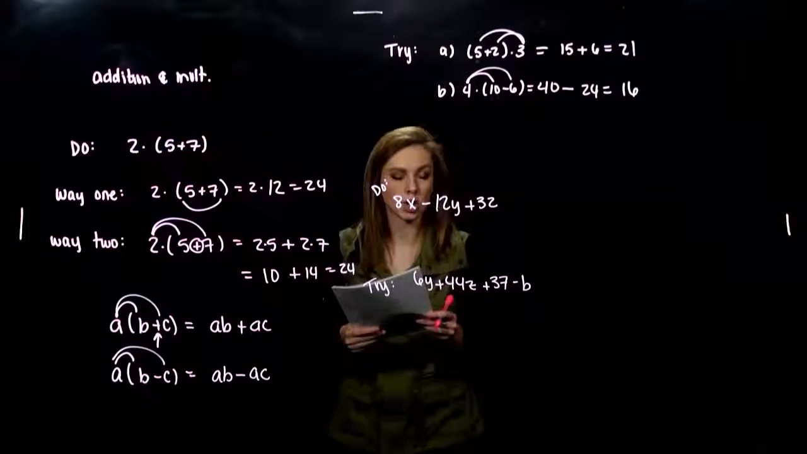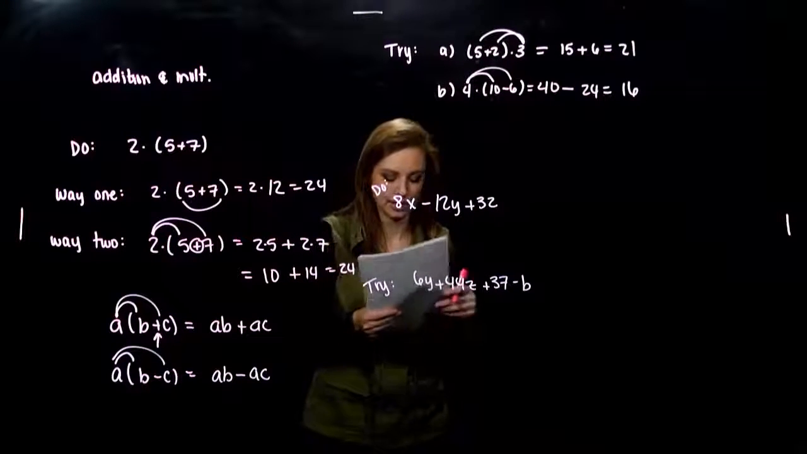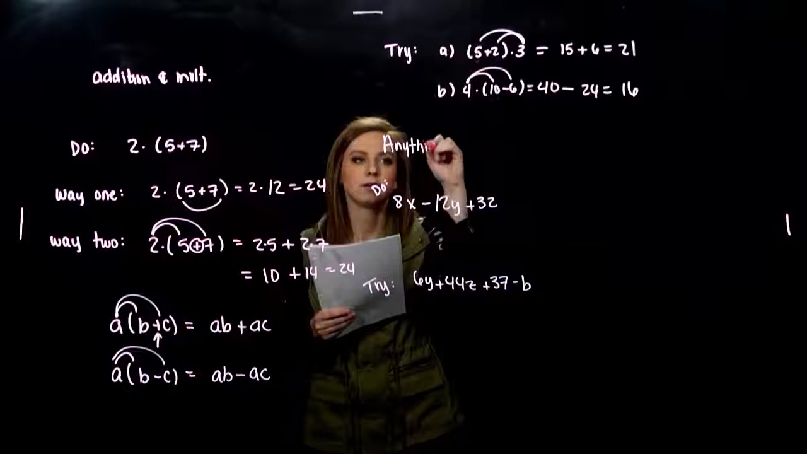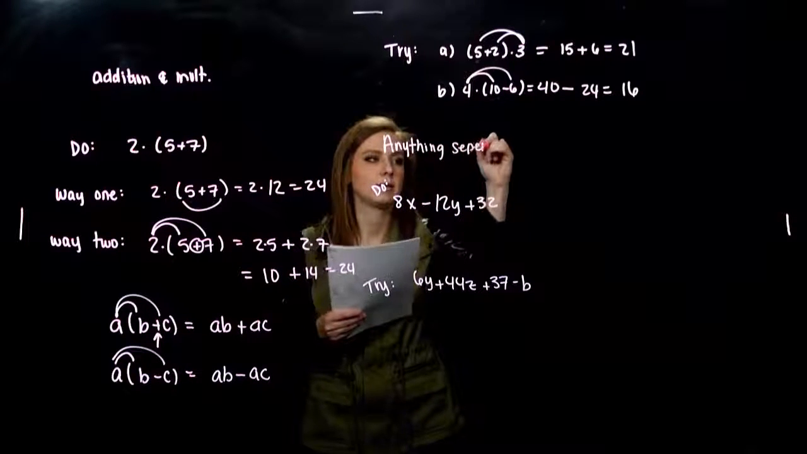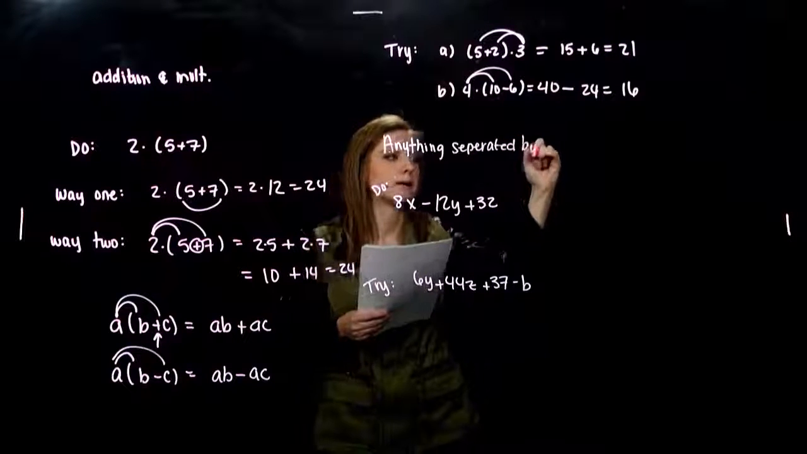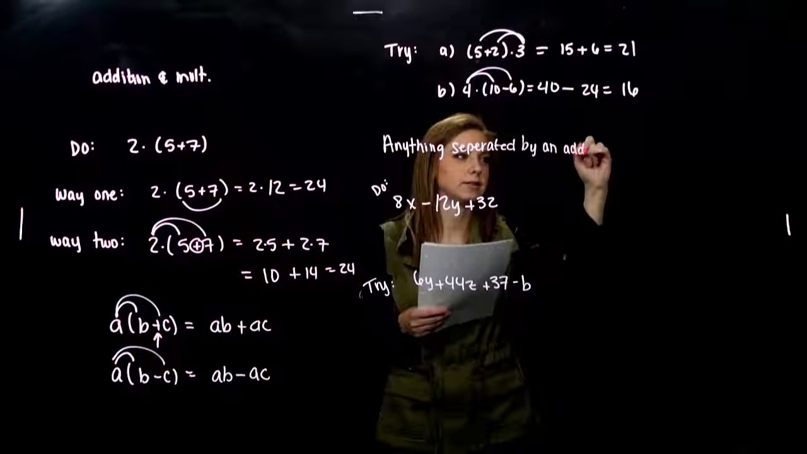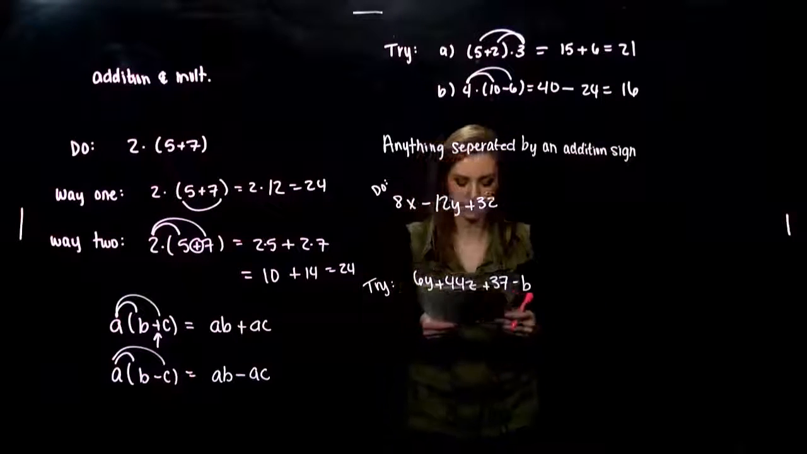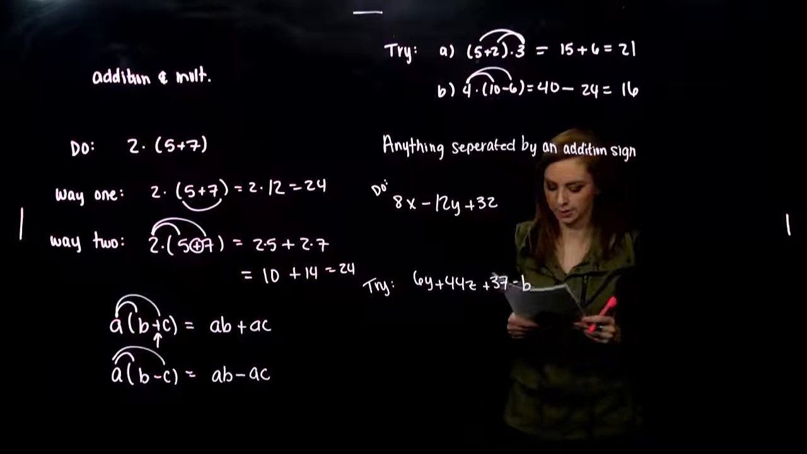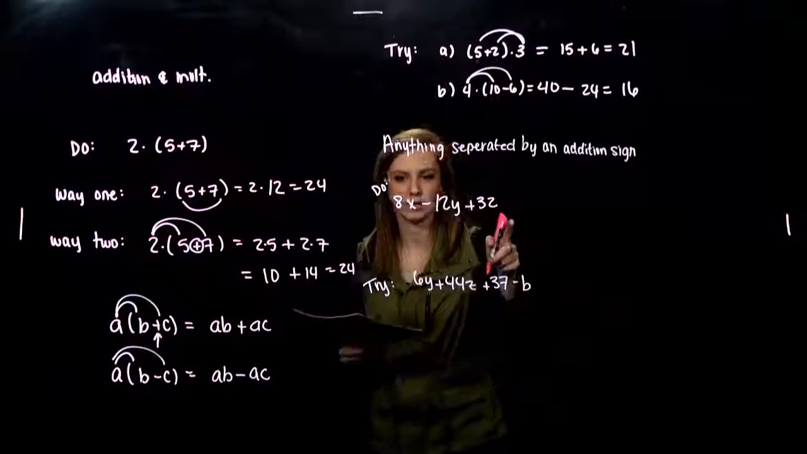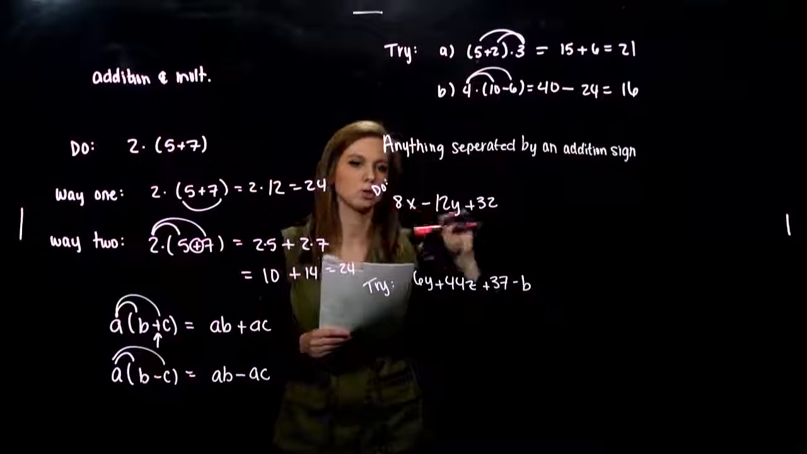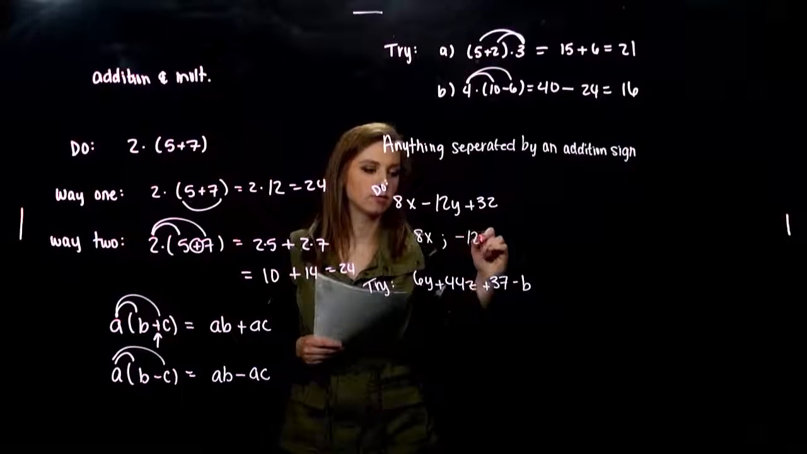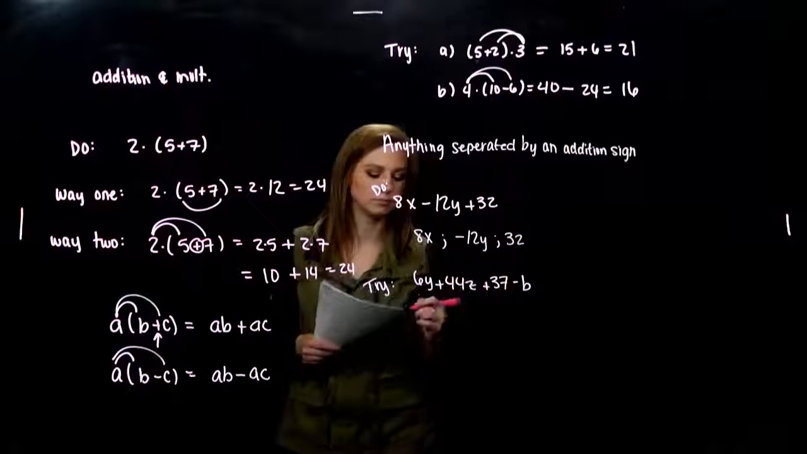So, what are the terms of an expression? It is anything separated by an addition sign. All right, so what are the terms of this expression? So basically, whatever sign is attached goes with the number. So its terms are 8x, negative 12y, and 32.